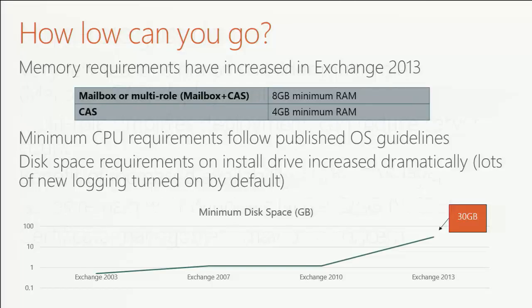So, minimum requirements. They went up. In 2013, they went up pretty dramatically. Minimum disk space went up because we're doing a lot more logging by default. A lot of that is really good logging. We're logging some great diagnostic information from a perf perspective to the install drive. We're also logging a lot of other diagnostic information that's great to have access to if you run into problems.